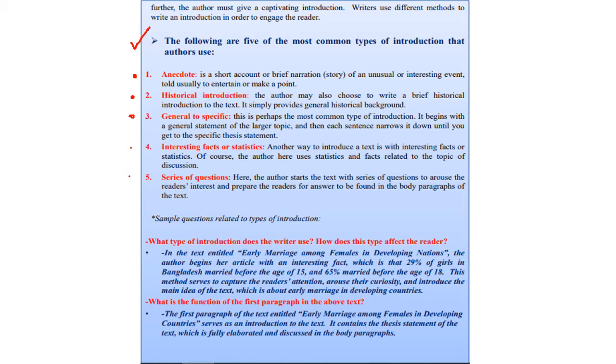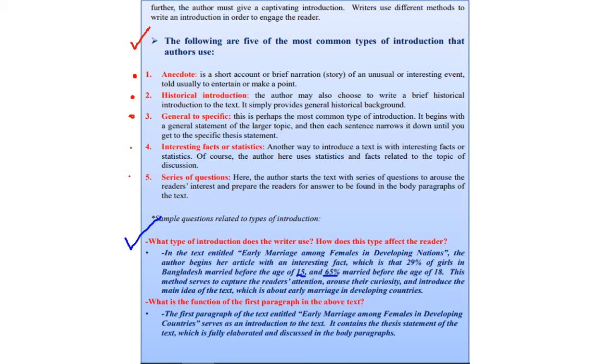How do I ask questions about the introduction? Here, 1. What type of introduction does the writer use? How does this type affect the reader? In the text entitled Early Marriage Among Females in Developing Nations, the author begins her article with an interesting fact, which is that 29% of girls in Bangladesh married before the age of 15. By the way, this is a correct statistic, and 65% married before the age of 18.